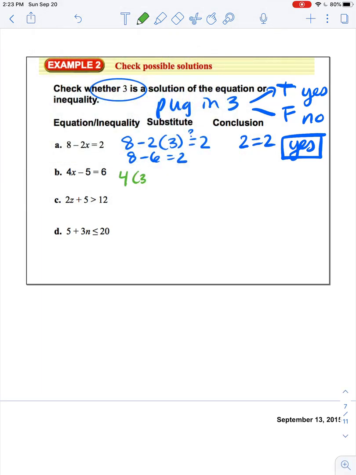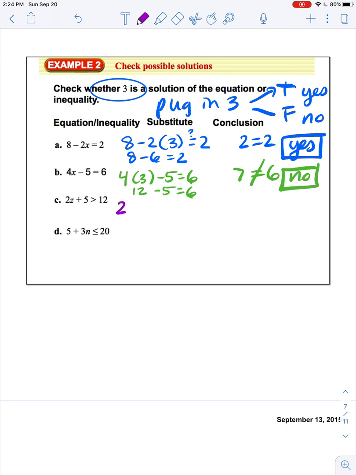In B, I'm putting the 3 in for x because I'm testing that one out. I'd multiply before I subtract. So I end up with 7 equals 6, which is not true. So then 3 is not a solution.